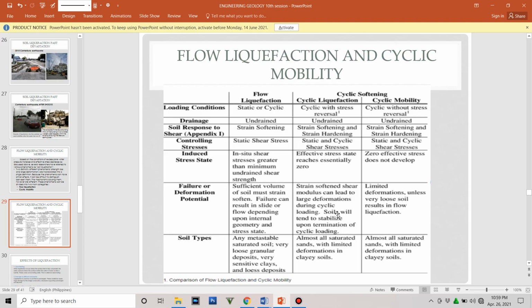Okay? So, ito yung worst cyclic liquefaction in terms of potential deformation or failure. So, the soil types on flow liquefaction is any metastable saturated soil. So, very loose granular deposits, very sensitive clays, and loose deposits. For cyclic liquefaction, the soil types, almost all saturated sands with limited deformations in clayey soils, the same as cyclic mobility.